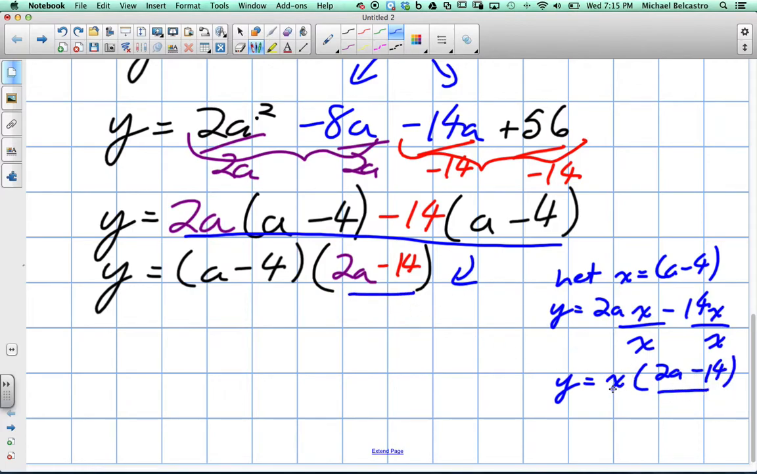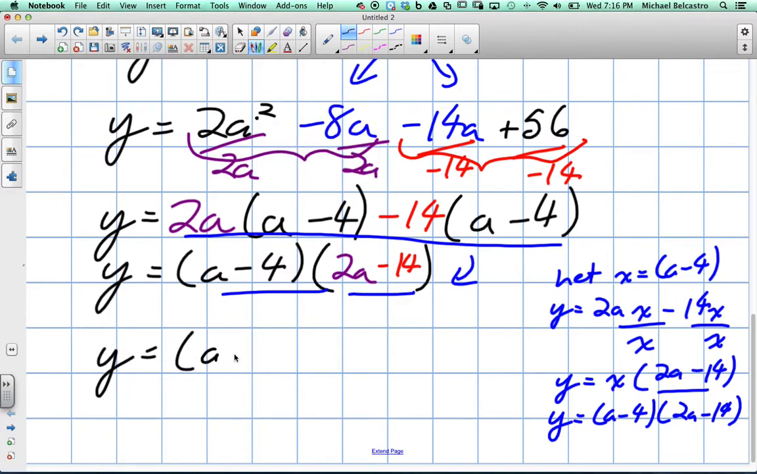But x isn't just x. X is what we said here. So it's actually y equals a minus 4, when I replace it, times 2a minus 14. And that's how we got our final answer. You don't have to do these steps every time. Just realize that those two brackets are the same. Therefore, I can just put it to the front. So I rewrite it all in black at the end: y equals a minus 4 times 2a minus 14.